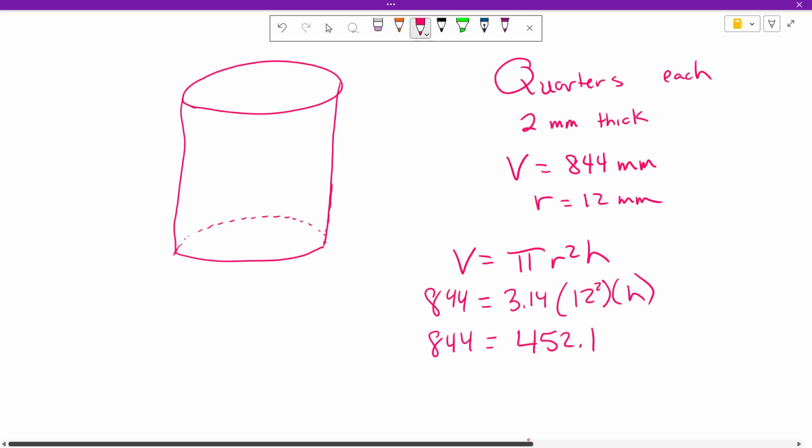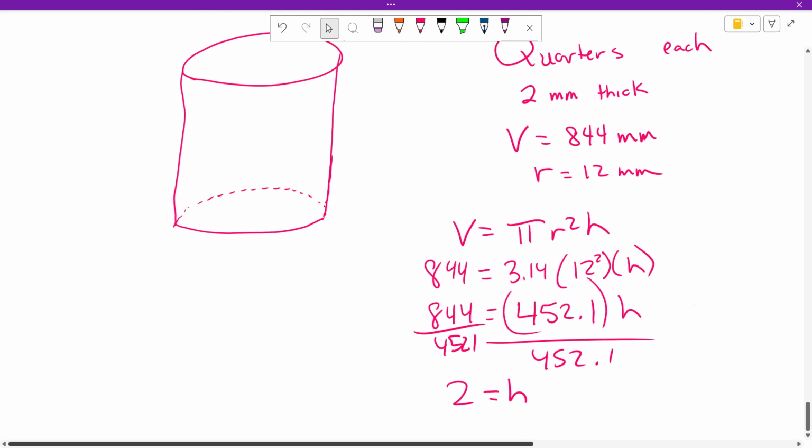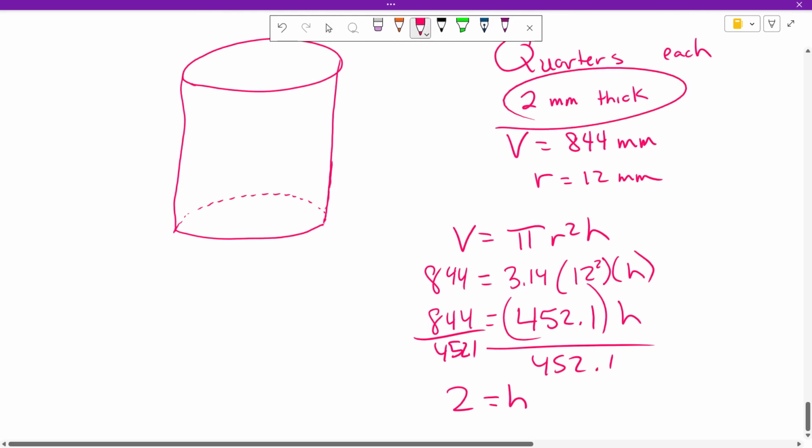Boy, I made a bad problem here. If we divide by 452.1, we get approximately a height of 2, right? How many quarters would I have if they're 2 millimeters thick? Just one.